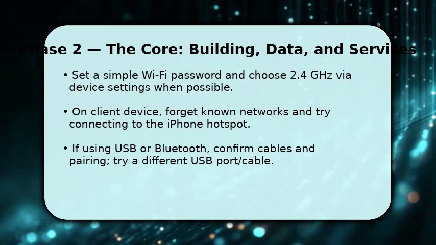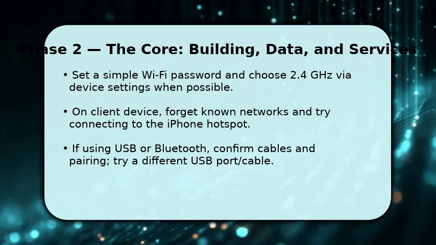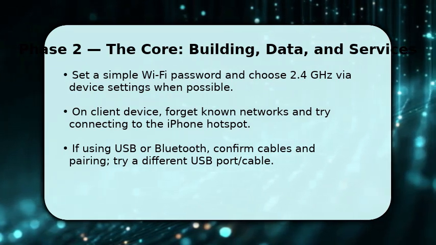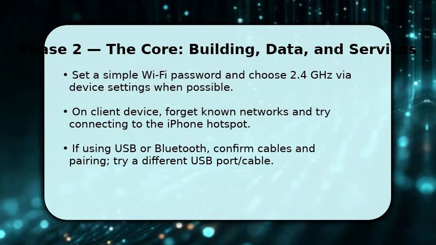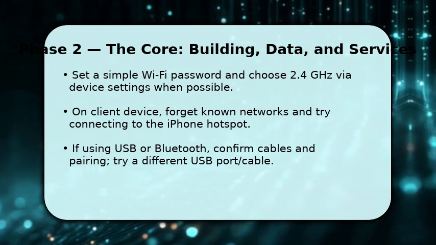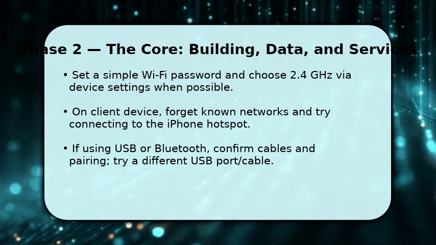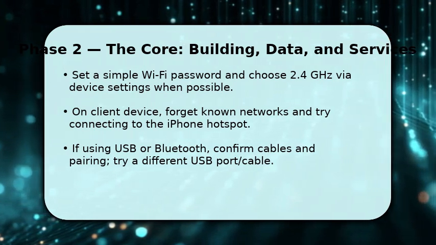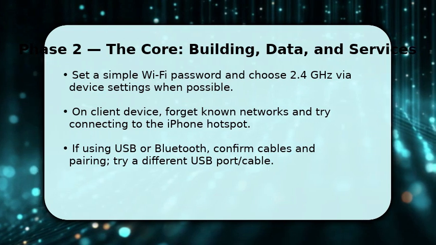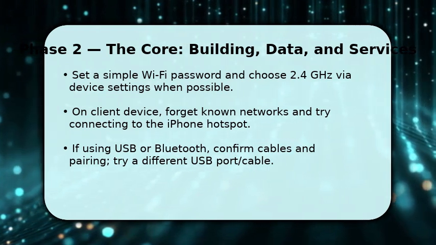Next, configure the hotspot for reliable connections. Set a concise Wi-Fi password and prefer 2.4 GHz equivalent connections to maximize compatibility. Now, on the client device, forget old networks and attempt a fresh join using the iPhone's hotspot name and password. This removes cached settings that block access.